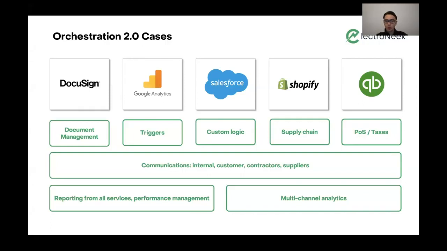Communications. All these tools I talked about may require automatic communications in order to remove repetitive labor that managers do based on certain things that happen in these SaaS tools. Communications to customers, suppliers, internal stakeholders, external stakeholders, contractors, all could be automated and pretty much customized in the way that the business wants. Reporting from all SaaS tools.